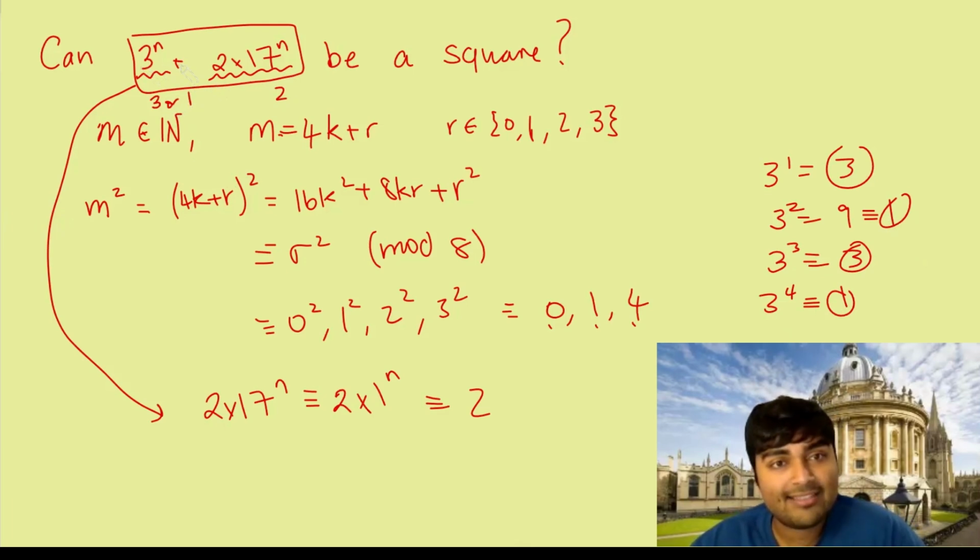Okay, so if I add these two things up, what are the possible values? It's either 3 plus 2, which is 5, or 1 plus 2, which is 3. So no matter what n is, 3 to the n plus 2 times 17 to the n is either 5 or 3 mod 8, and is never 0, 1, or 4, hence it can never be square.